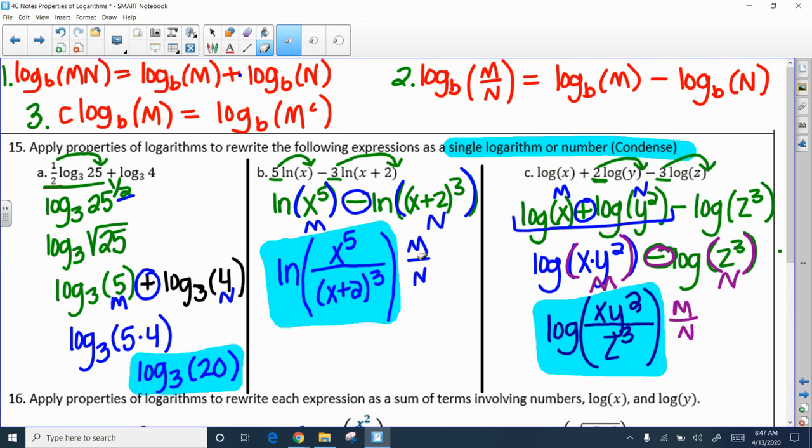Tomorrow we'll do the last part, which is the opposite of this. So here we were condensing and trying to make it smaller. Tomorrow we will expand and rewrite them into bigger forms.